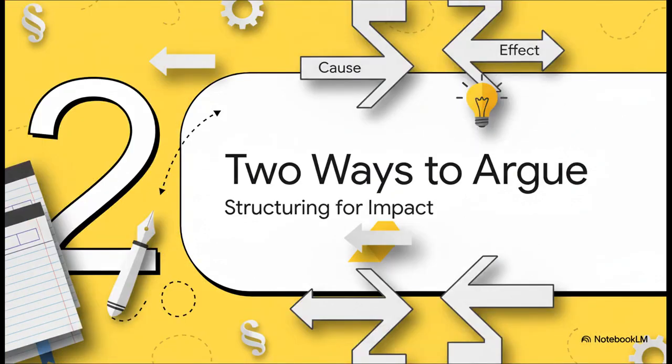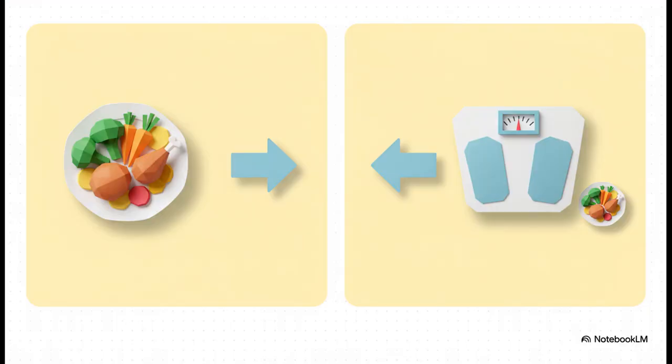The very first step in this upgrade is all about structure. There are really two main ways you can frame a cause and effect point, and picking the right one can make your argument so much clearer and a whole lot more powerful. And here's the key. You can either start with the cause and then talk about the effect, or you can flip it around. You can start with the effect and then explain what caused it.